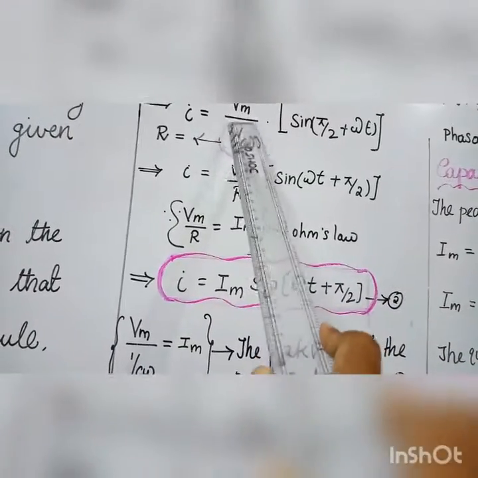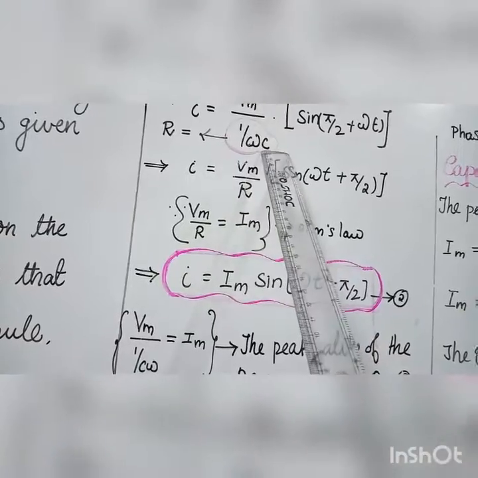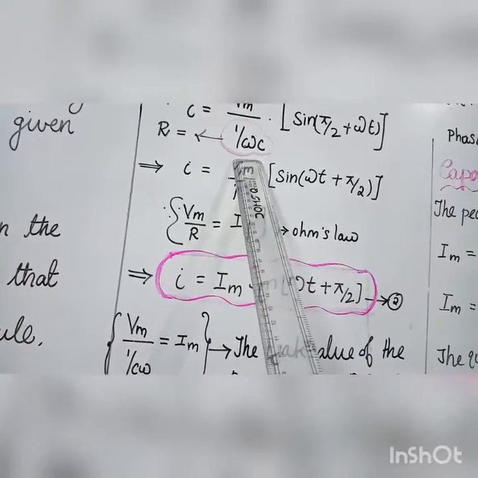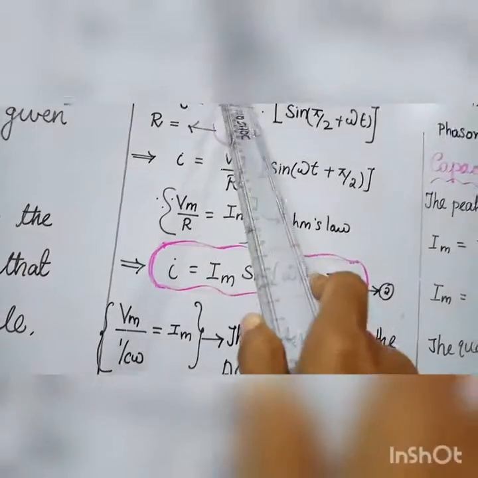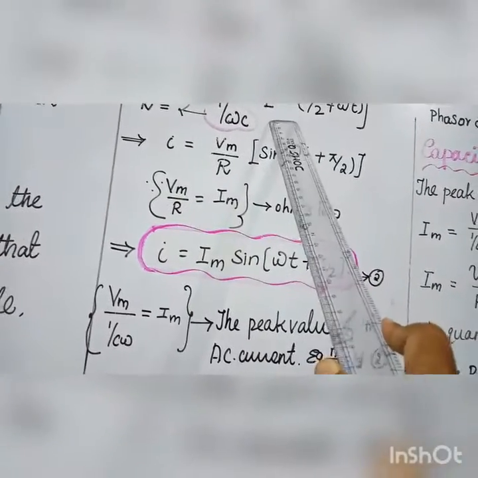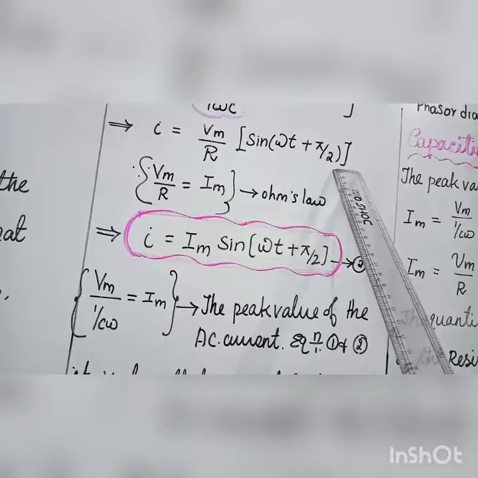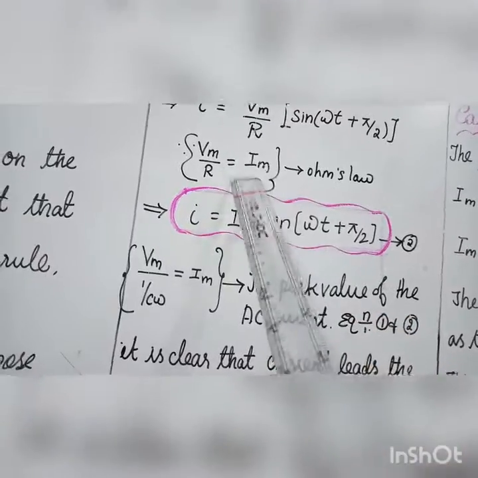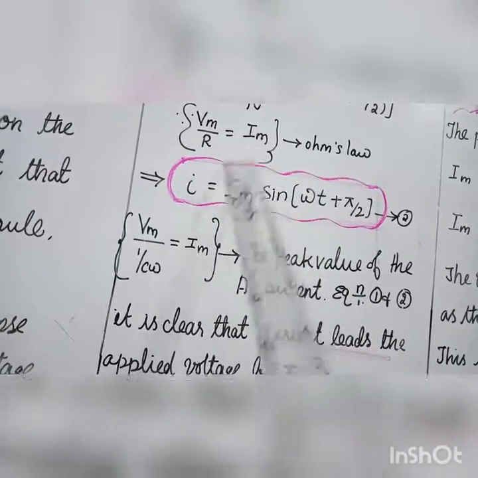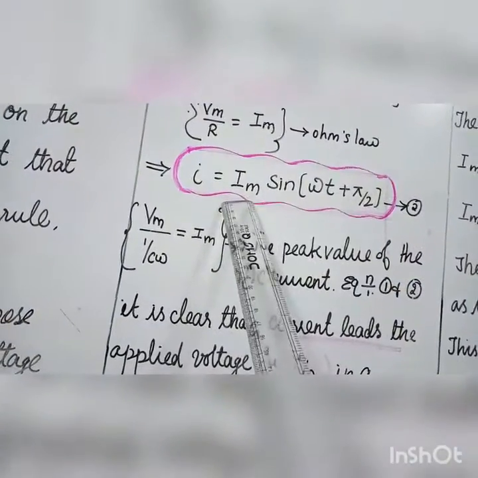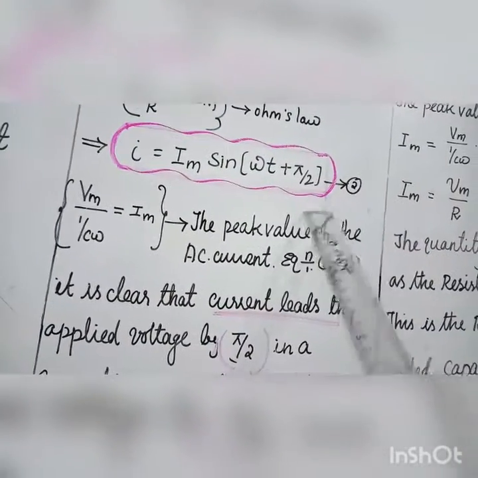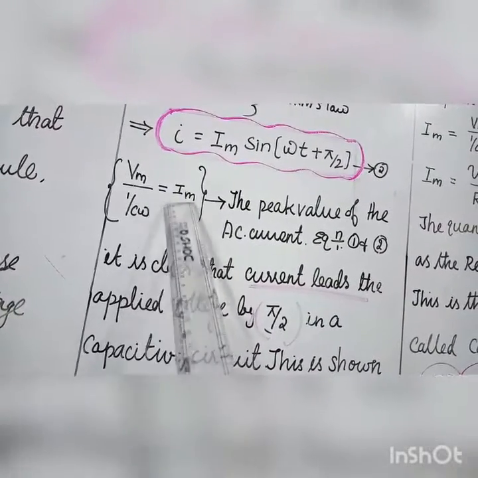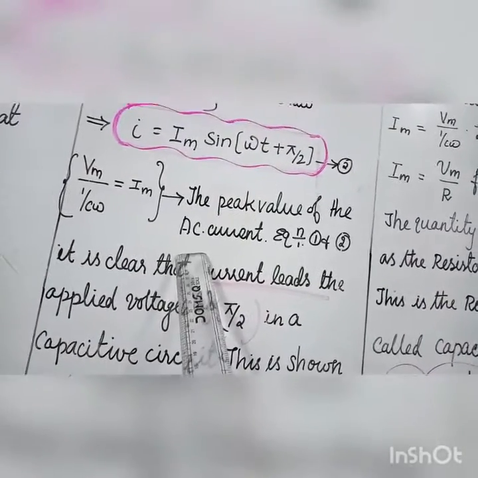Here 1 by omega C plays the role of resistance in the capacitor. So I is equal to maximum voltage divided by this resistance, sine of omega t plus pi by 2. This is Ohm's law: V by I. I is equal to maximum current Im sine of omega t plus pi by 2, equation number 2, where Im is the maximum voltage divided by 1 by omega C, the peak value of the alternating current.